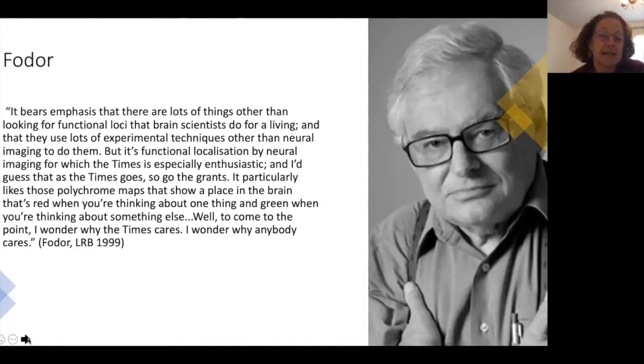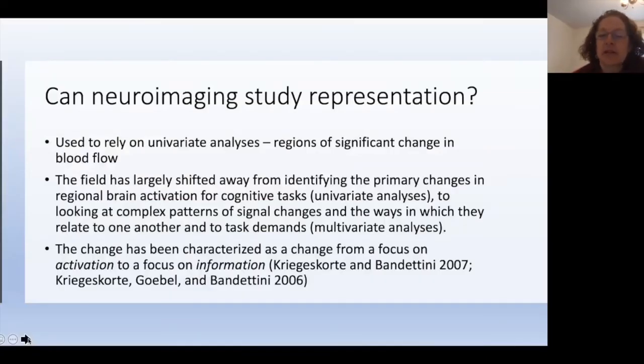And I'd guess that as the Times goes, so go the grants, which in fact I think was the way it was for quite some time. It particularly likes these polychrome maps that show a place in the brain that's red when you're thinking about one thing and green when you're thinking about something else. And he says, well, to come to the point, I wonder why the Times cares. I wonder why anybody cares. And he just doesn't think that imaging can tell us anything interesting about the nature of psychology. So this question of whether imaging can help us study neural and mental representation, I think, is a good question.